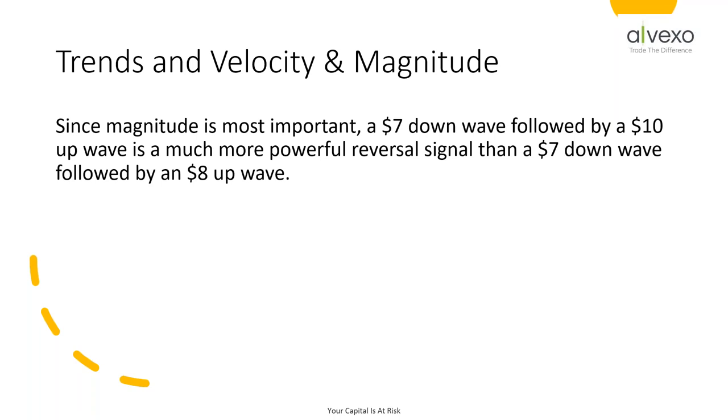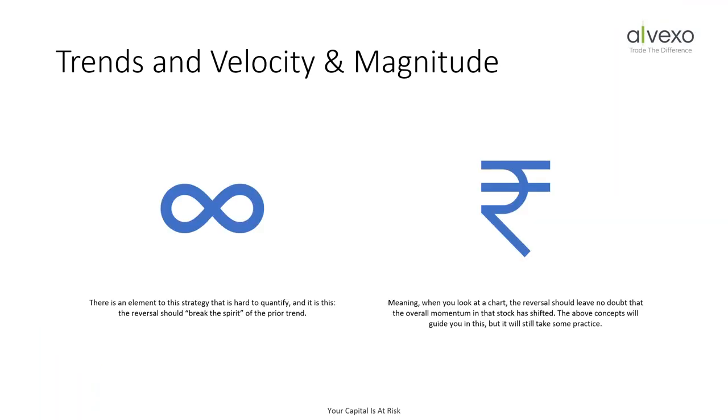So, we're using dollars and cents here instead of pips because it's easier for you to see in your head. There is an element to this strategy that's hard to quantify, and this is it. The reversal should break the spirit of the prior trend.